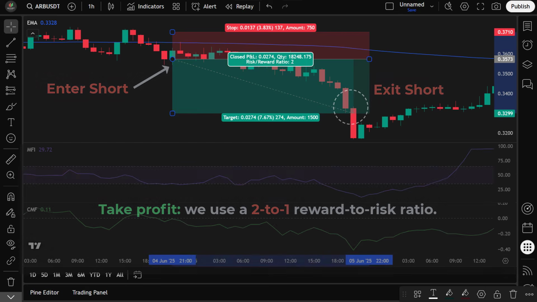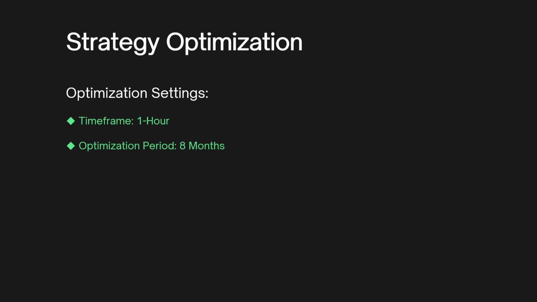Now that we understand the strategy, let's move on to optimization using Freqtrade. We'll be testing on the 1-hour time frame and splitting our historical data into two sets. In sample, 8 months, used for tuning and optimizing the strategy. Out of sample, 4 months, used to test the strategy on unseen data and see how it performs in real market conditions.